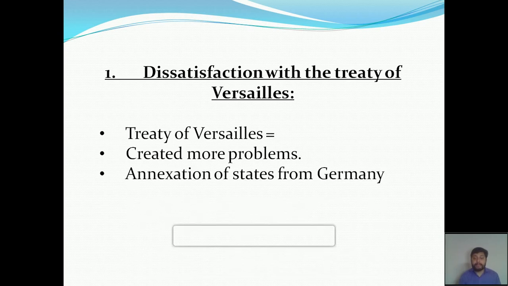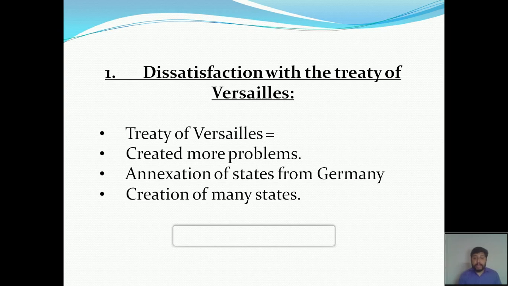Annexation of states from Germany. Germany was fully disturbed by the decision taken by America, Britain and Russia, because the conditions were very clearly against Germany. So it also led to the beginning of a new atmosphere in Germany, and it paved the beginning of fascism and Nazism in different parts of the country like Italy and Germany. So the Treaty of Versailles was not a happy treaty just signed between the different nations.